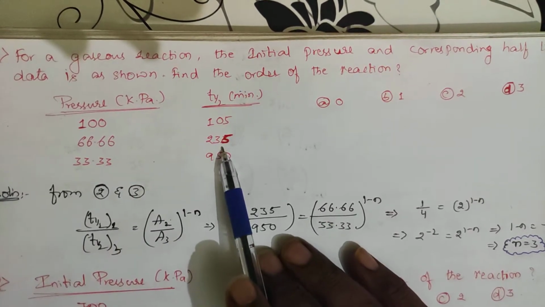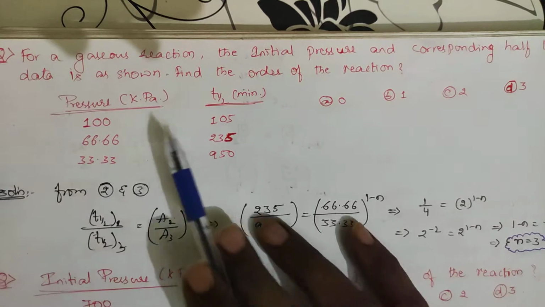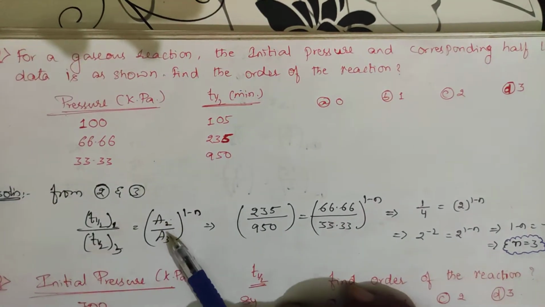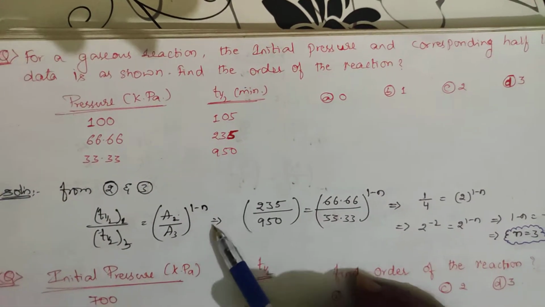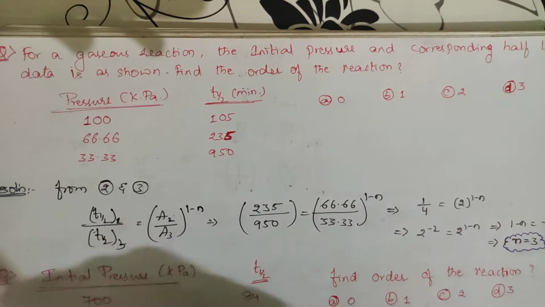T half of this one by T half of this one, second by third, will be equal to A of this one by this one. So A2 by A3, whole power 1 minus N. If you take it generally, this is N minus 1. If you take it directly, nothing will happen.